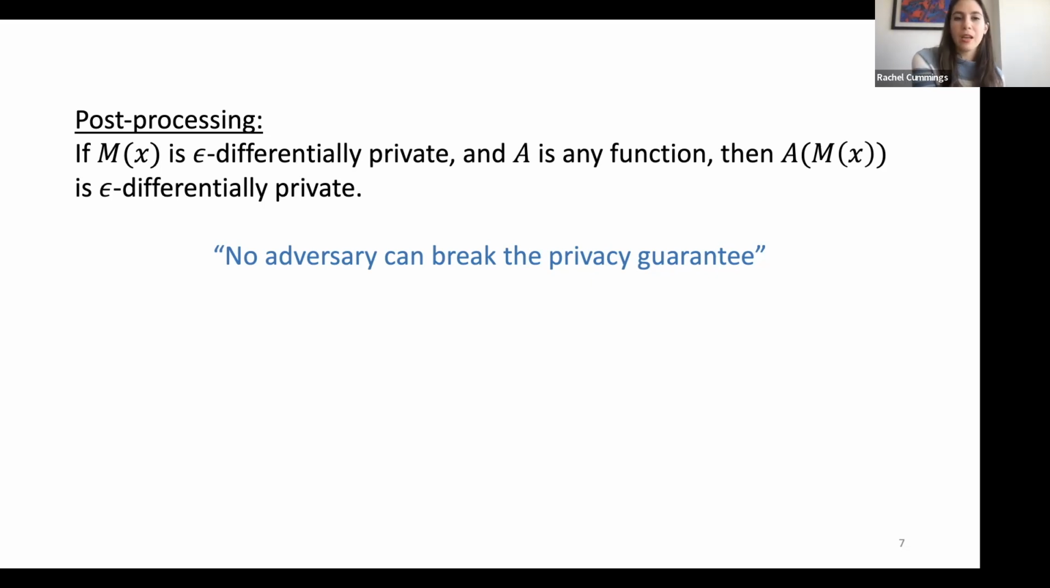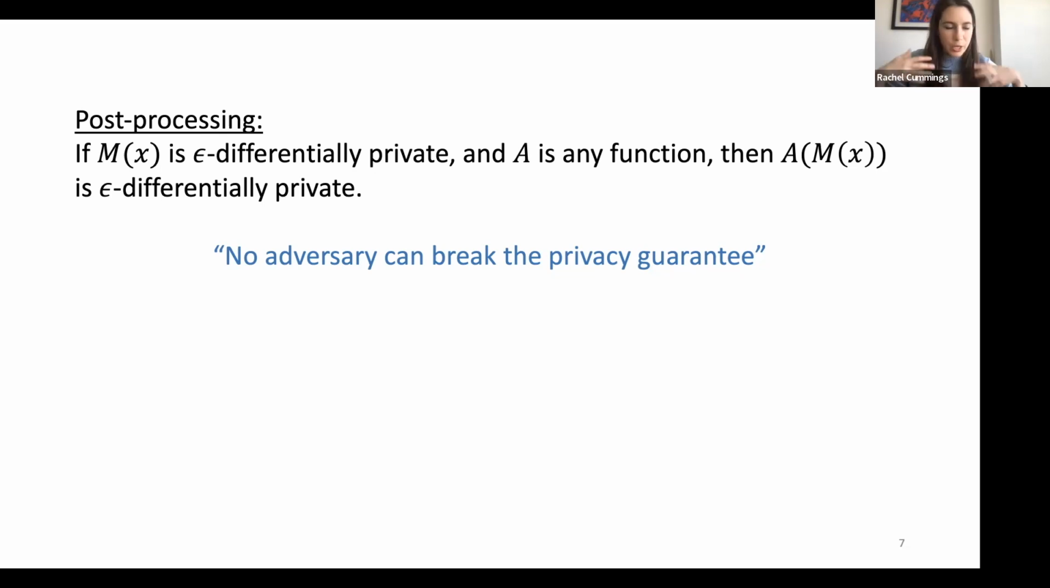If it is epsilon differentially private, and if I have any function that I want to compute on it, and think of A as being like an adversary, well, then the adversary applied to the output of the algorithm is still going to be epsilon differentially private. And so this says no adversary can break the privacy guarantee. And this is important.